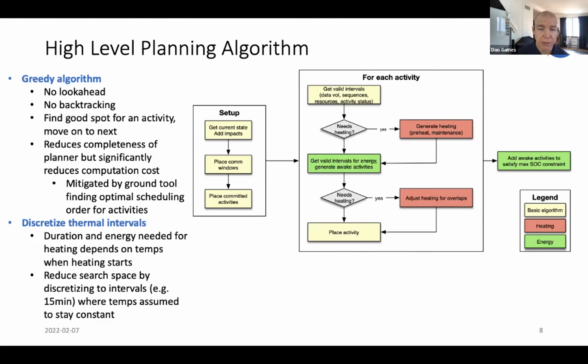And then for thermal conditions, how much time it takes and how much energy it takes to heat devices depends on when you start the activities that will use those devices. And temperatures are always changing in continuous functions. We've simplified that search by making a simplifying assumption where we discretize the continuous space of temperature changes to a parameterized interval. So for example, for every 15-minute interval, we say the temperatures are going to stay constant, and then that reduces the amount of search we have to do to find spots for these activities.